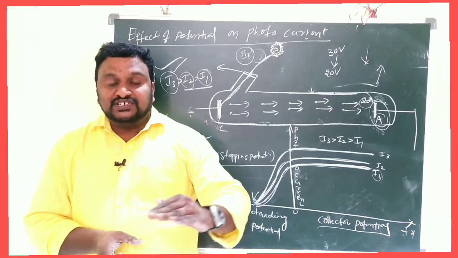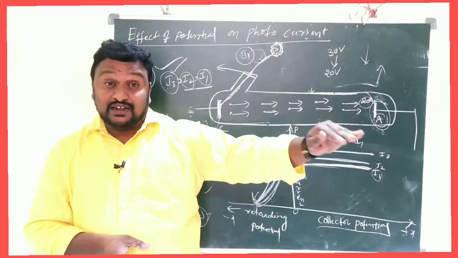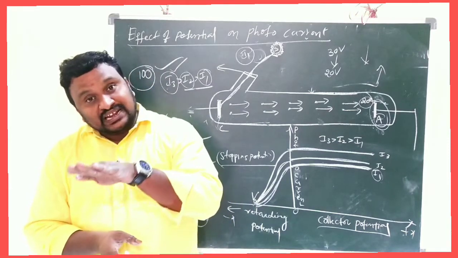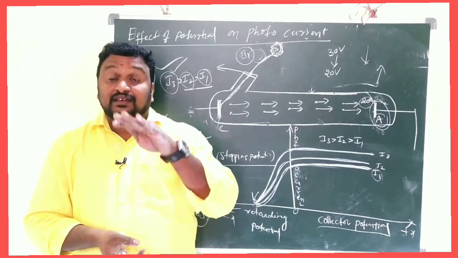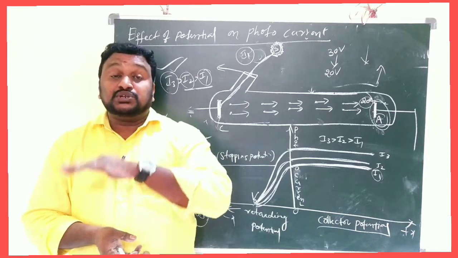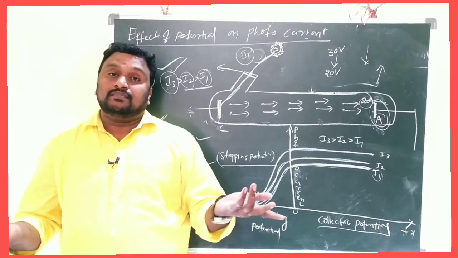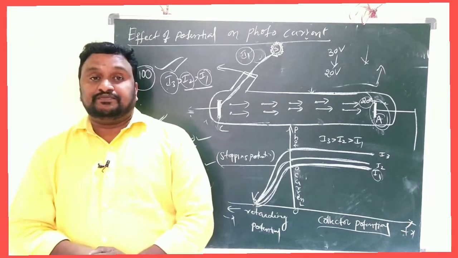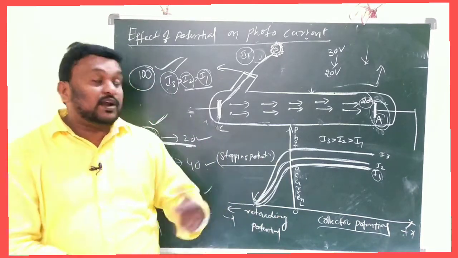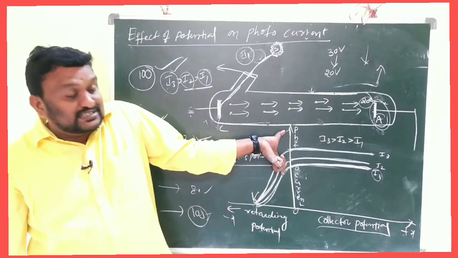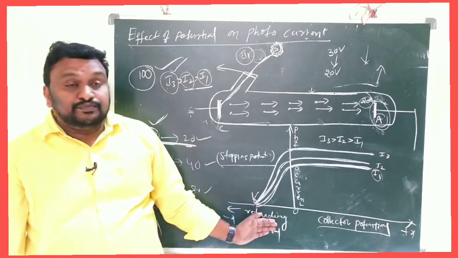Simply, when potential increases, photoelectric current also increases. When potential decreases, photoelectric current decreases. And finally, it becomes 0 at one particular potential. That is what we call stopping potential. So, if you plot the graph between the potential and photocurrent, that should be clear.